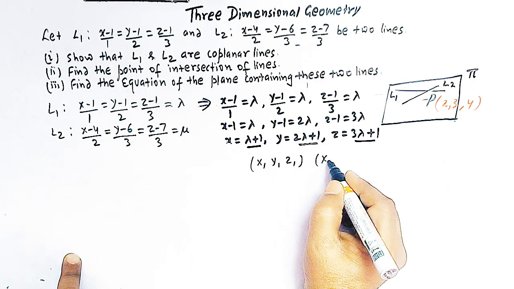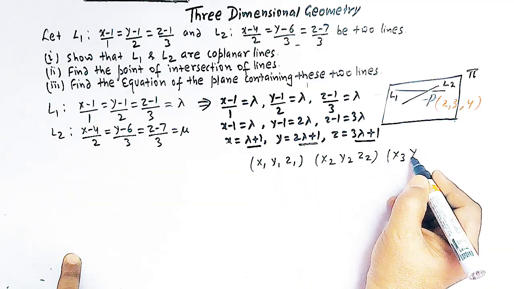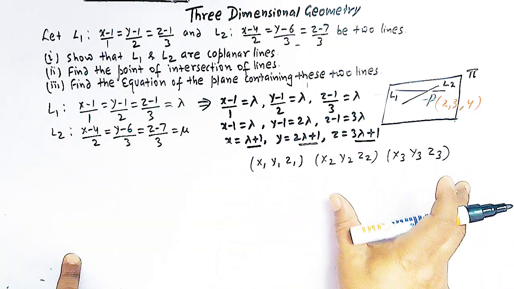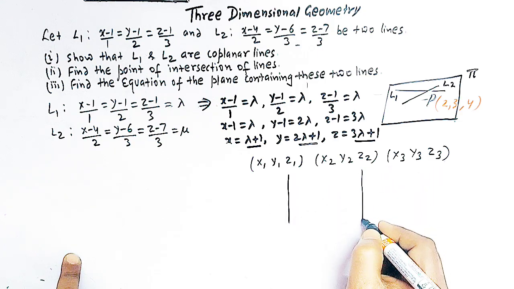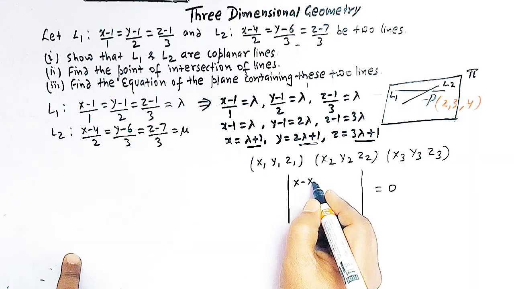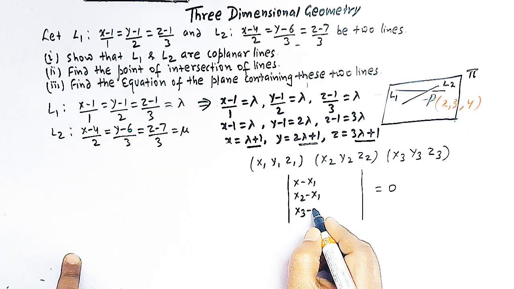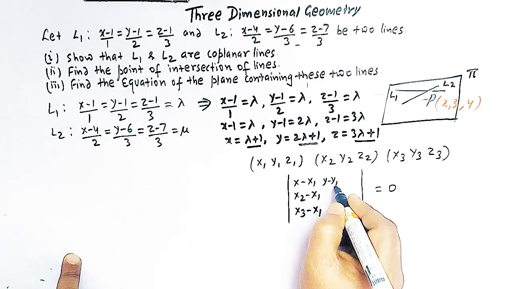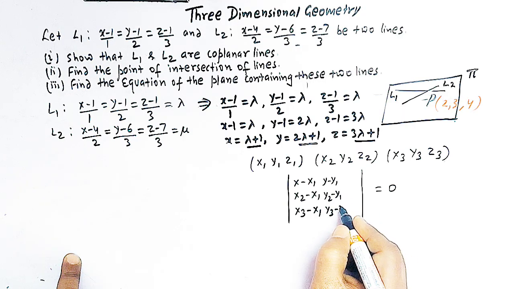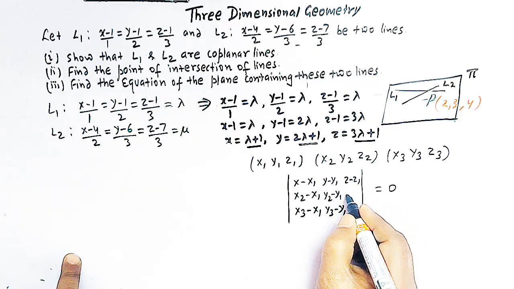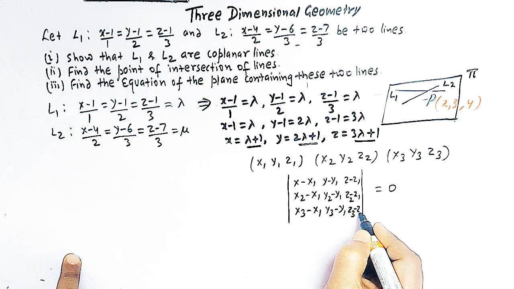So if we have the 3 points x1, y1, z1, x2, y2, z2, and x3, y3, z3, then the equation of the plane passing through these 3 points is given by this determinant, that is x minus x1, x2 minus x1, x3 minus x1 in the first row, y minus y1, y2 minus y1, y3 minus y1 in the second row, and z minus z1, z2 minus z1, and z3 minus z1, right?